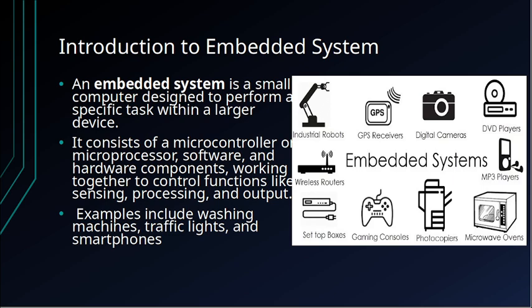Embedded system mainly consists of a microcontroller or a microprocessor, software and hardware components working together to control functions like sensing, processing and output. We can simply define an embedded system like it's a combination of both software and hardware, and as well as firmware also. As I already included, examples for the embedded system are washing machines, traffic light system and smartphones.